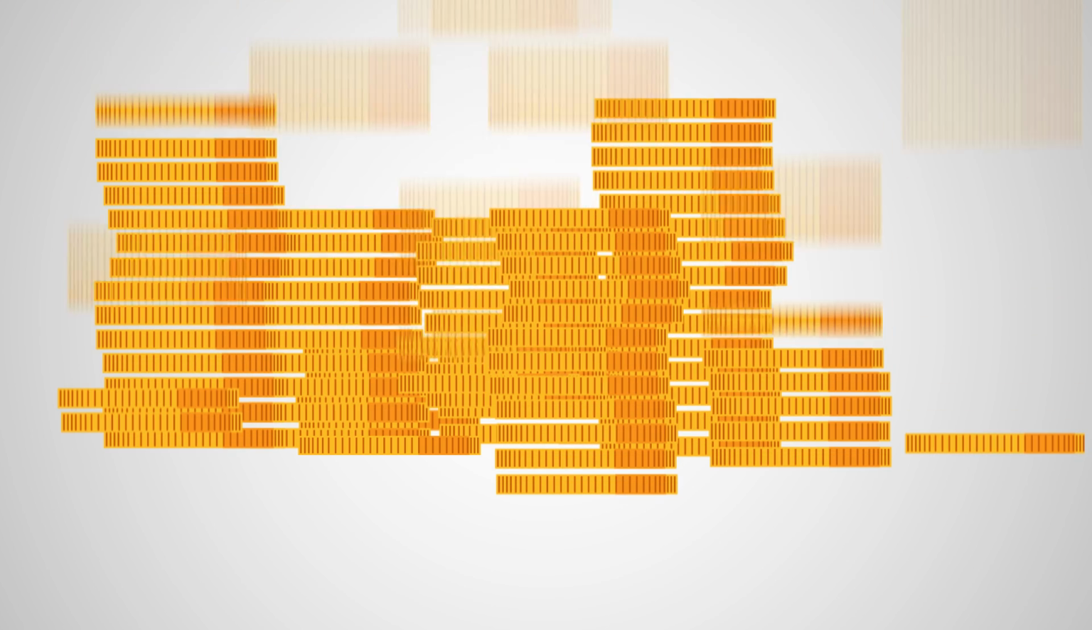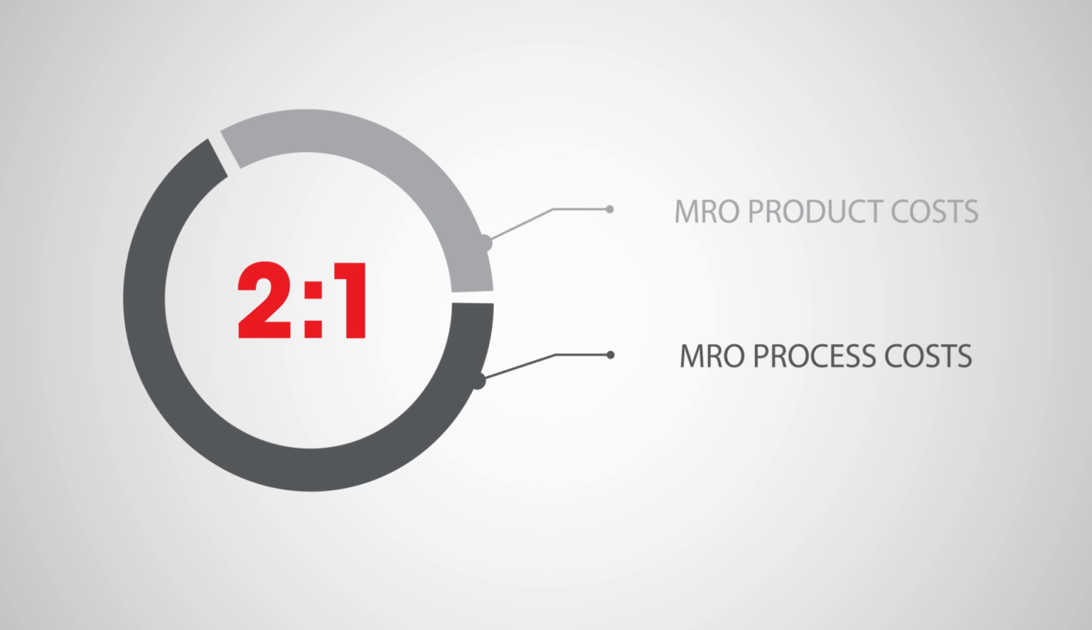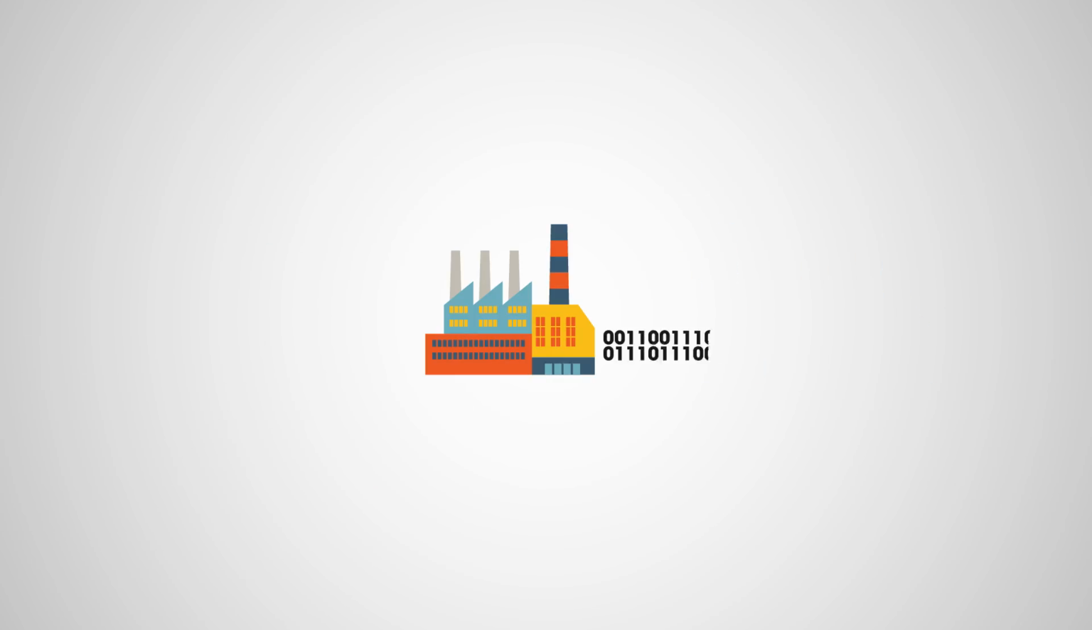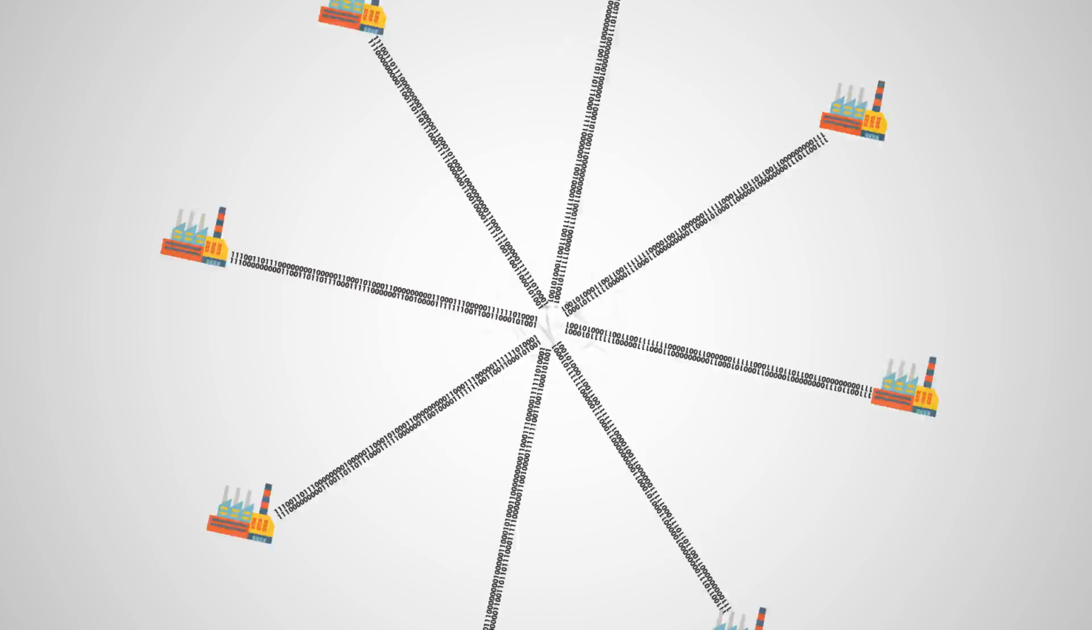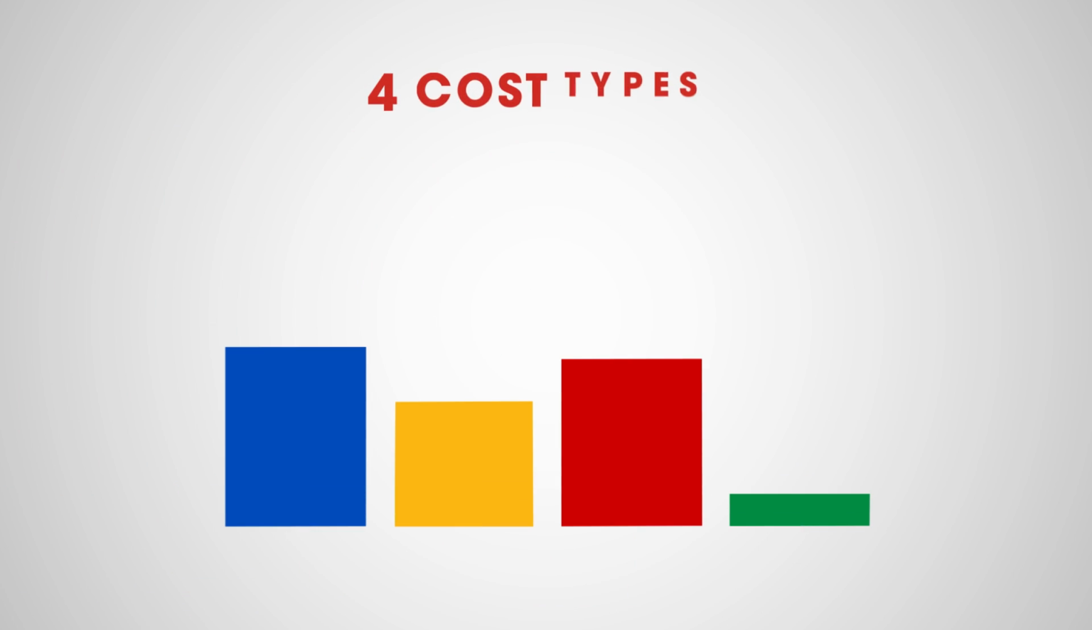Most organisations are spending much more on MRO than they think. Every £1 spent on products incurs a further £2 in hidden procurement process costs. If we analyse your MRO consumption data, we can unpick the complexity to reveal the hidden costs to help you make savings. There are four types of cost: product, purchasing, inventory, and sourcing.